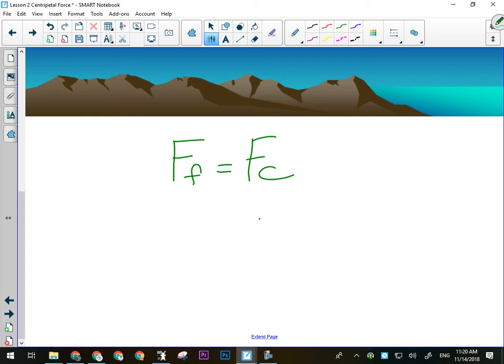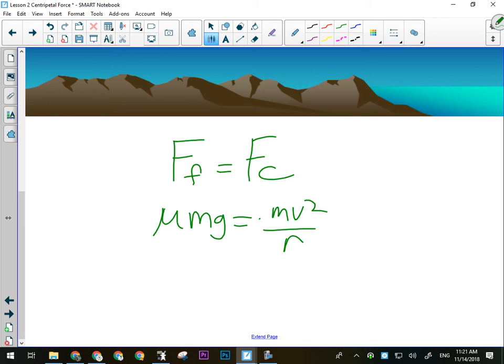The formula for force of friction is mu times the normal force, which on a level surface is equal to the force of gravity. So instead of writing Fn, I'm just going to write mg. Everyone okay with that? The formula for centripetal force is mv squared over r.